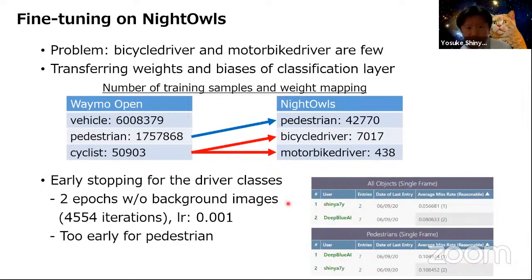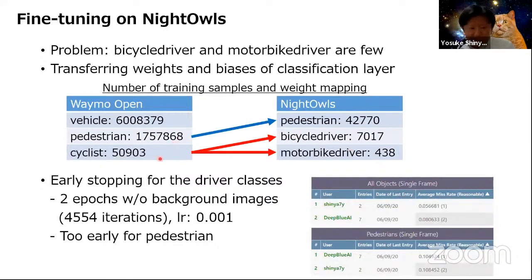For fine-tuning on NightOwls, the problem is that the number of bicycle driver and motorbike driver samples is small. Thus, I prevent overfitting in two ways. The first is to remap the classification layer. I transfer the weights of the cyclist classes from the richer Waymo Open to the NightOwls driver classes.